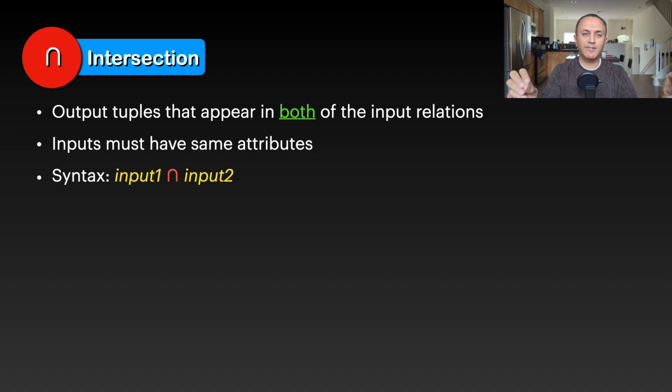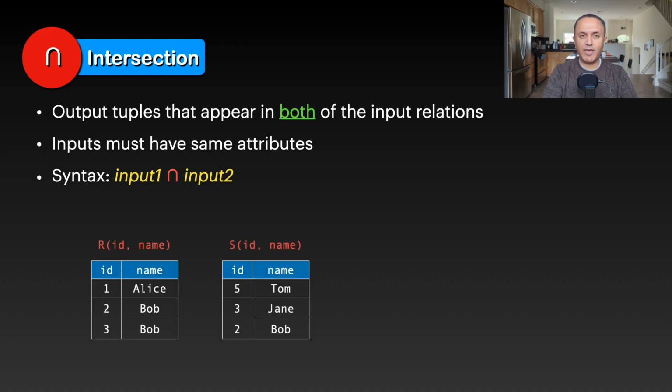The next operation is very similar. It's intersection instead of union. So now instead of outputting everything that appears in any of the input relations, you're only going to output things that appear in both relations. Again, same condition, both relations must have the same set of attributes, and we write this as input 1 intersection input 2. Just to illustrate, now we have those same tables. They both have ID and name attributes. There is only one common tuple here, the one that has ID 2 and name Bob. So the output of the intersection will be this single tuple. It's very straightforward, just like the intersection operation that we have in sets or anywhere else.